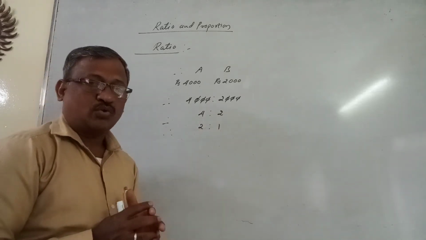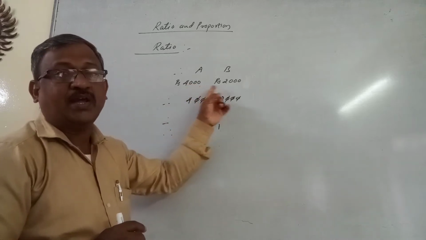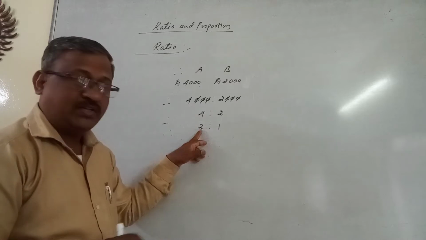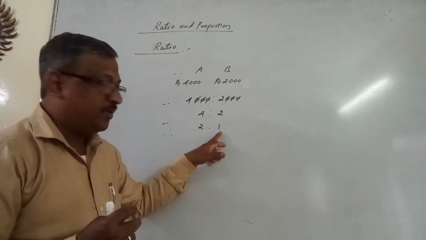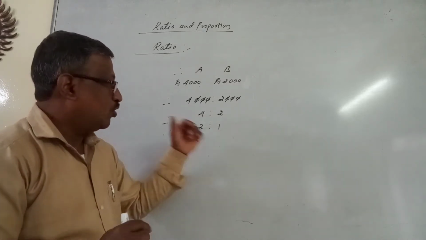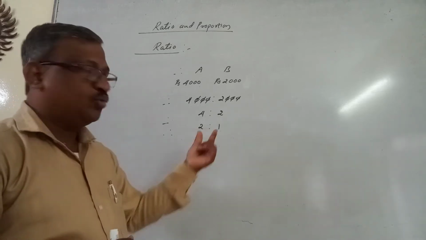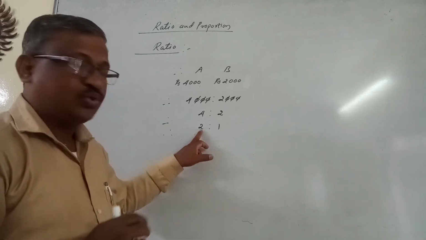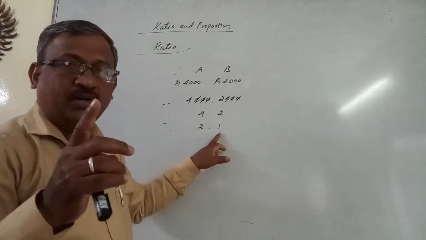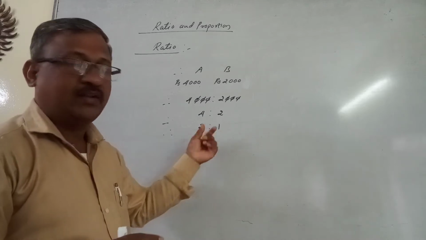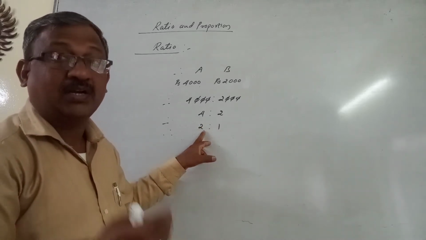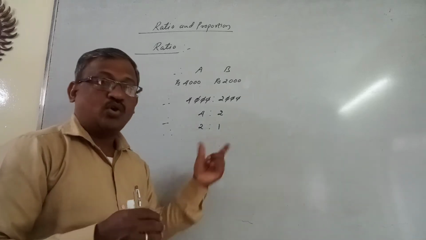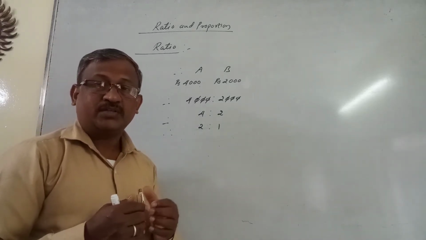So 2 is to 1 is called the ratio of income of A and B. From this ratio, we understand that A's income is 2 times and B's income is 1 time. Always remember, ratio always indicates the number of times. So A gets 2 times the income and B gets 1 time the income. From this we understand that A's income is twice, double that of B. To know this or to compare this, we make use of ratio.